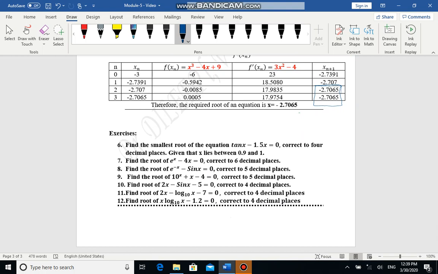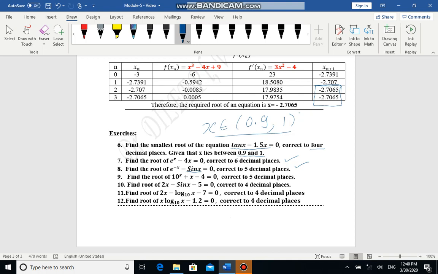Observe the first problem. We need to find the root for x tan x minus 1.5x is equal to 0, correct to 4 decimal places. x lies between 0.9 and 1. That means he has given the location. You need to find out which one is x0. That may be 0.9 or 1. There is no difference in problem number 7 and problem number 8. We need to consider radian mode because we have sin x.